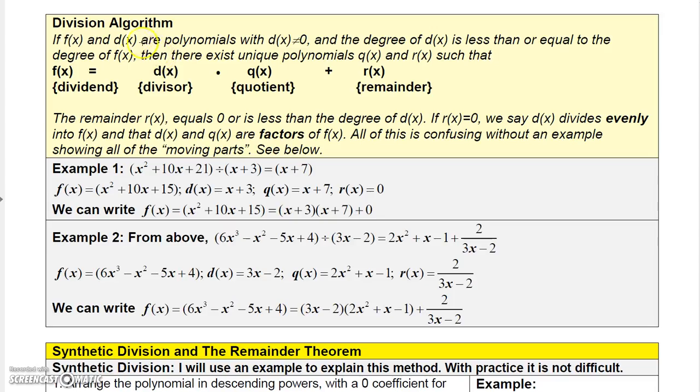The division algorithm says that if f of x and d of x are polynomials, as long as d of x is not 0, d of x is the divisor, so you can't divide by 0.